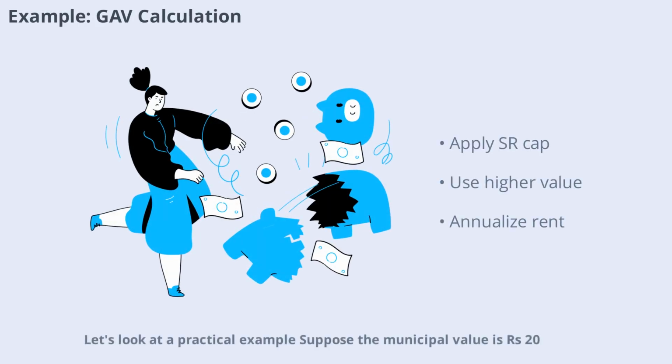Let's look at a practical example. Suppose the municipal value is Rs. 20,000 per month, fair rent is Rs. 15,000 per month, and standard rent is Rs. 18,000 per month. The higher of municipal and fair rent is Rs. 20,000, but since standard rent is Rs. 18,000, the expected rent is capped at Rs. 18,000 per month. If the actual rent received is Rs. 25,000 per month, the GAV is Rs. 25,000 x 12 equals Rs. 300,000. This example shows how the calculation works in practice.